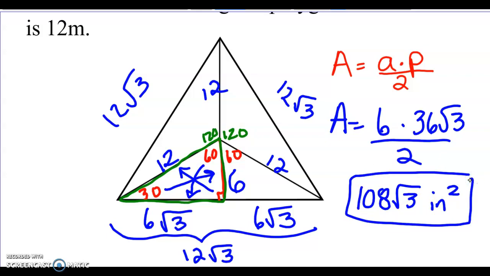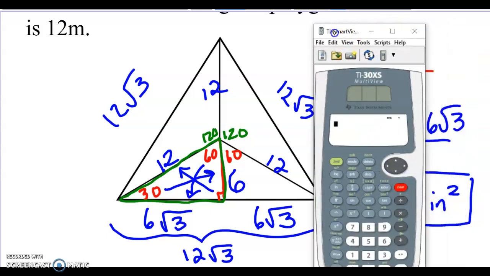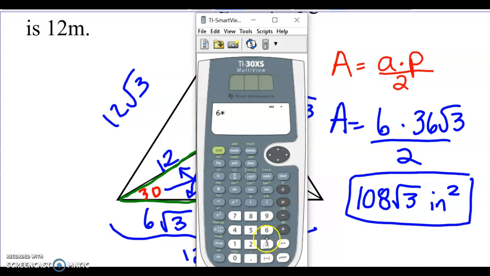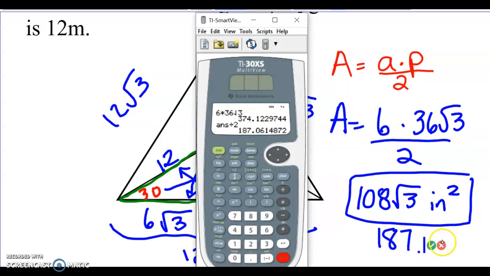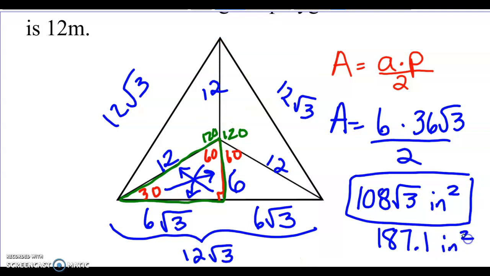Now, if your question says leave your answer in decimal form, then you would type all of that in on the calculator. So we would go 6 times 36 square root 3, equals, and then divide by 2. It just depends. I think some of the questions are multiple choice, some of them say decimal. So this one would be 187 point, I rounded there, so 187.1 inches squared. So either or here. Again, it just depends on what your question is asking. If it's multiple choice, it'll be this type. If it says round to the nearest tenth, it'll be that type.